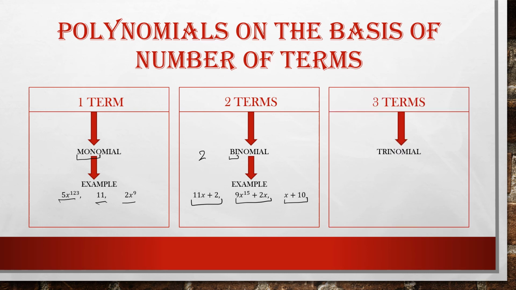If it has three terms, it is called trinomial. Tri means three. Tricycle, right? So trinomial. Tri means three. So three terms हो तो उसको trinomial, and the examples are x square minus x plus 1, 4x power 8 minus 2x plus 5. All these have three terms, right? One term monomial, two terms binomial, three terms trinomial.